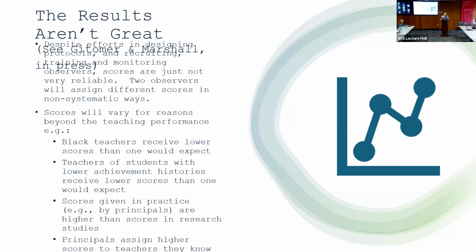But we also find that principals, if you give them a bunch of observations to look at, videos, you'll see that they rate the teachers that they know, that are in their schools, higher than the teachers who they don't know, right? So there's a lot of things that are affecting the scores that we give, and all those things make the interpretation of scores problematic.